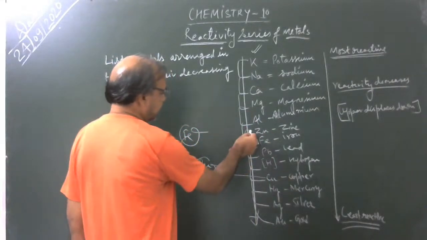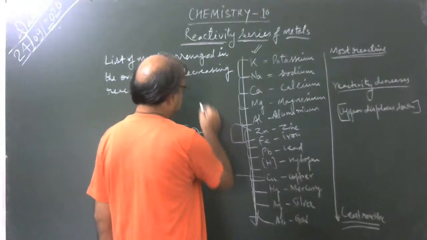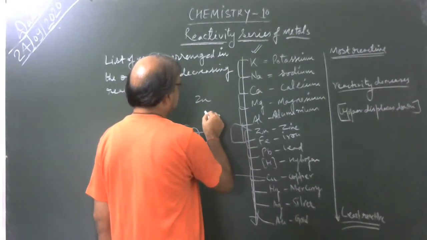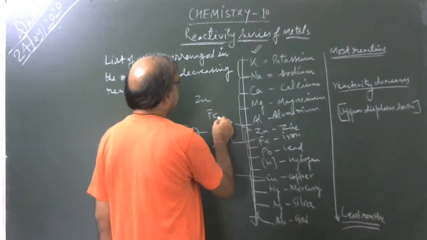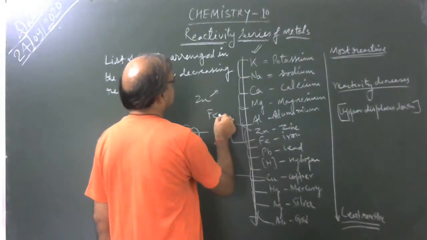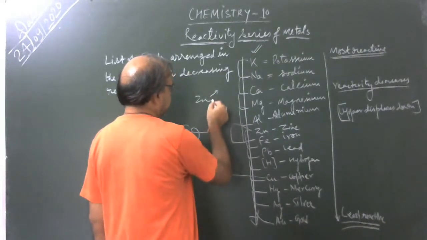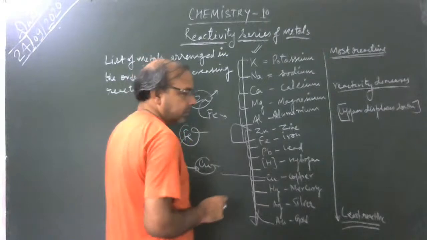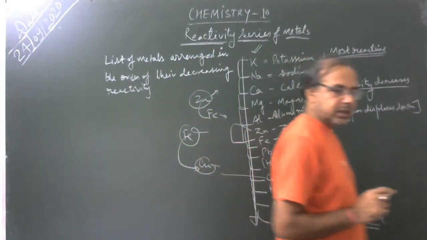Similarly, we have taken zinc and iron, Fe. Zinc is more reactive and iron is less reactive. So zinc can displace iron, but iron cannot displace zinc.